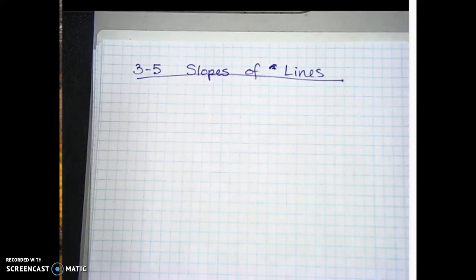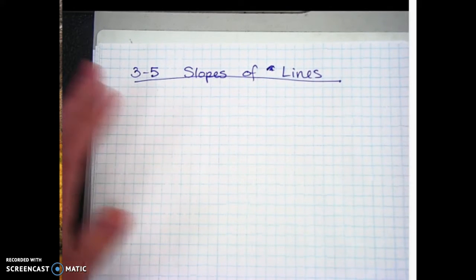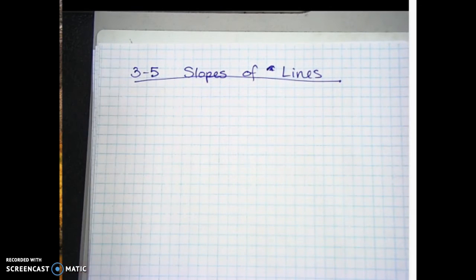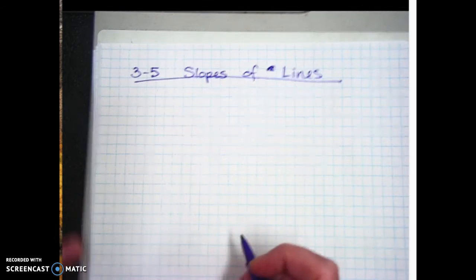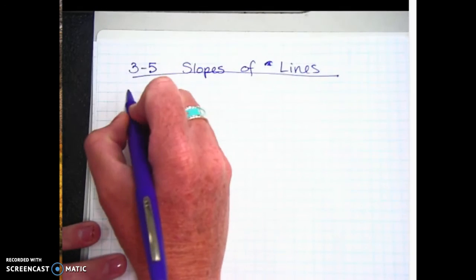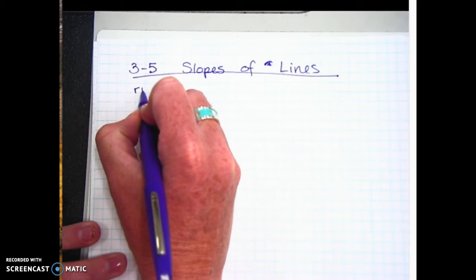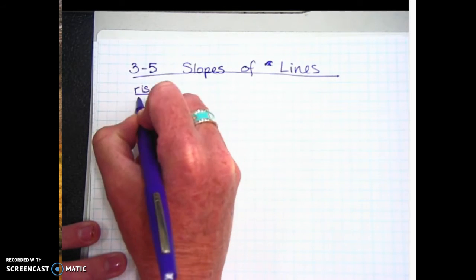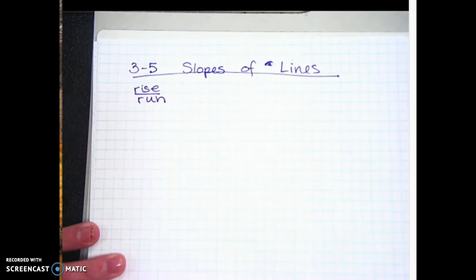All right, so today we're looking at Chapter 3, Section 5, which is slopes of lines. Hopefully a lot of this will be familiar. A lot of it you've probably heard of before, and obviously we're going to do some graphing, okay? So first let's talk about the basic definition of a slope of a line. It's just basically rise over run, okay?